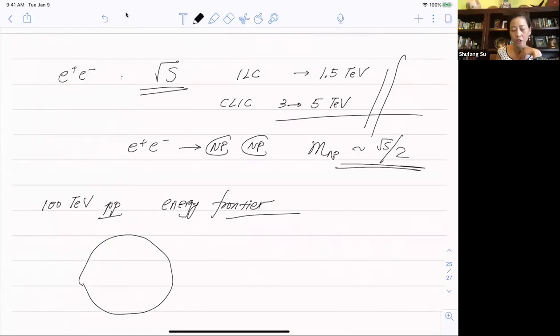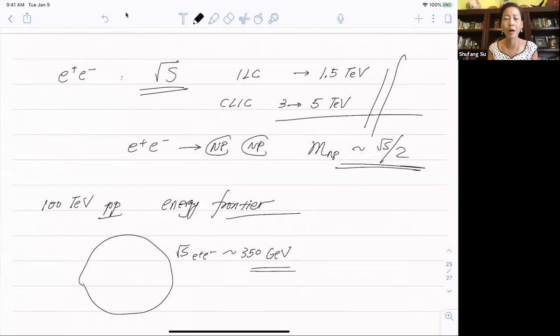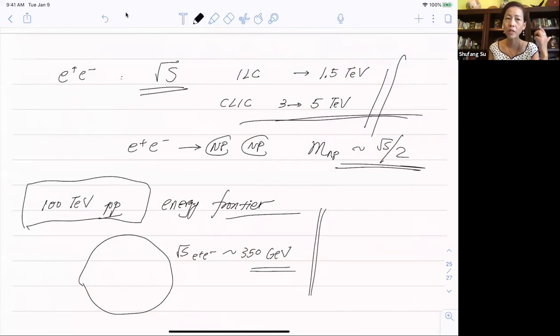Right, so when we talk about circular machines, the maximum energy is square root of S for E plus E minus. If you really stretch it and build a huge tunnel, you can probably reach the top threshold and that's it. For a circular machine, there's no way you can go beyond that unless you use some brand new technologies. Even for 100 kilometers, you can probably just get to 350 GeV. So anything higher has to go to linear machines, which technology-wise is very difficult. But for protons, you don't have too much trouble going to higher energies. So even though it's a very messy environment, you do have the chance to reach higher energies, which means you can produce new particles.